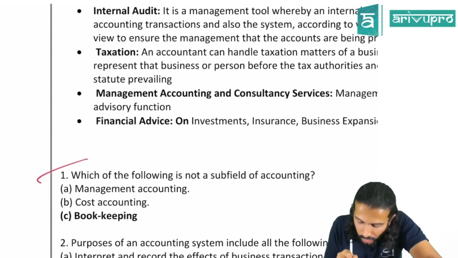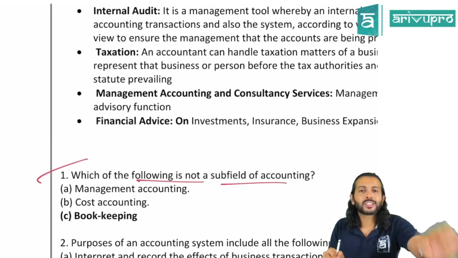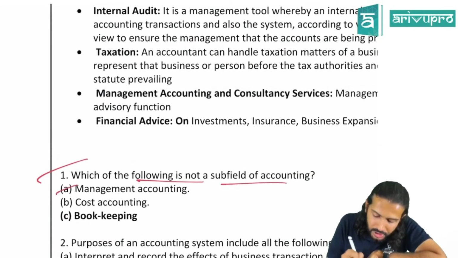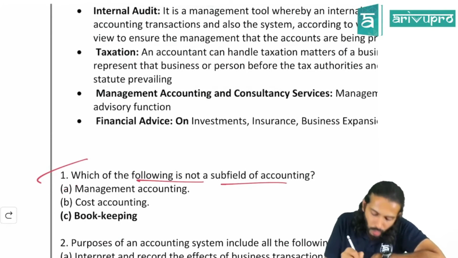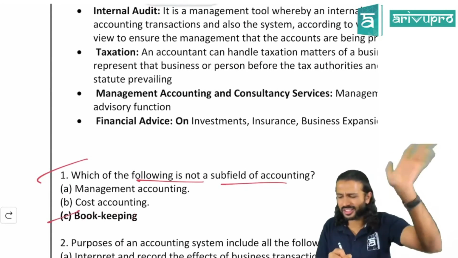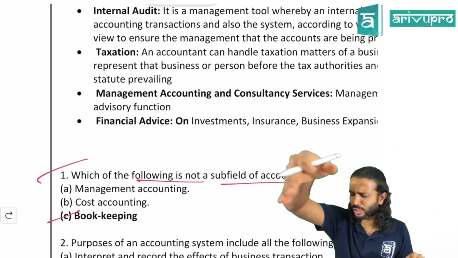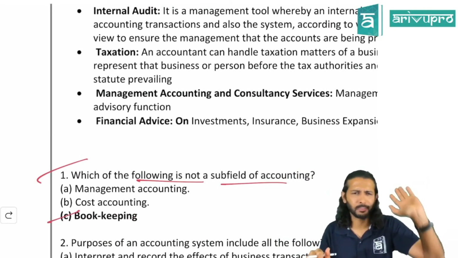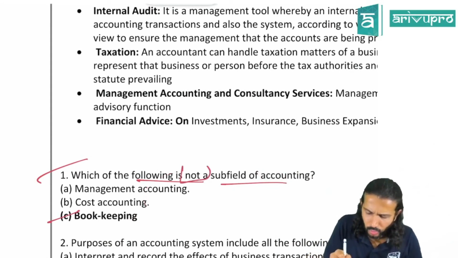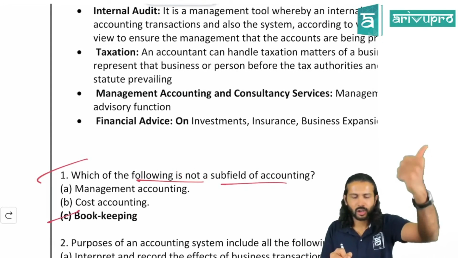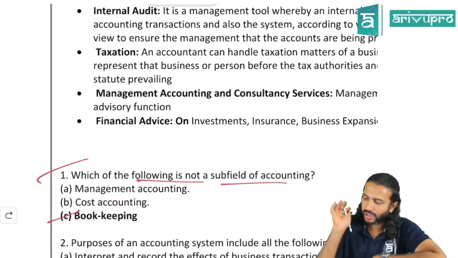Let's see. Which of the following is not a subfield of accounting? Management accounting, cost accounting, bookkeeping. Which is the right answer according to you? Option C. You just tell A, B, C. I cannot conduct a poll because the system is a little far and will take a lot of extra time. Just say the answers, A, B, C, that is good enough. Management accounting is a subfield, cost accounting is, bookkeeping is not. So that is the answer.